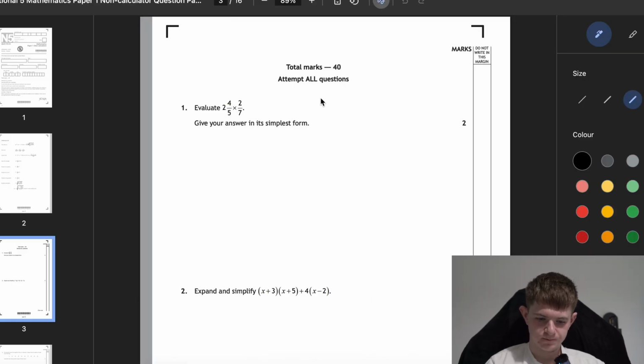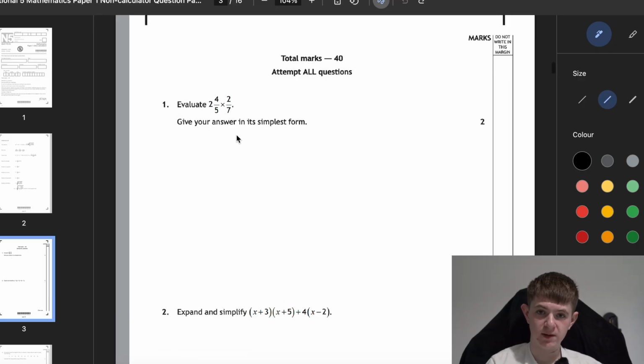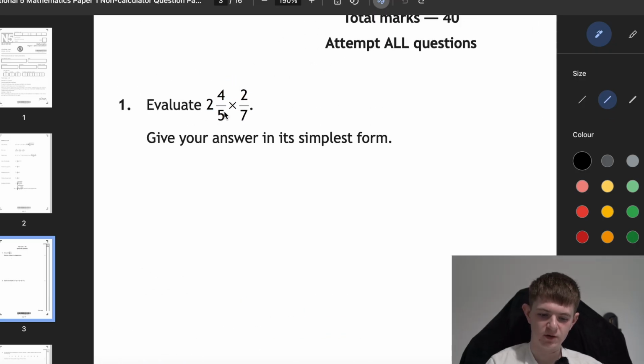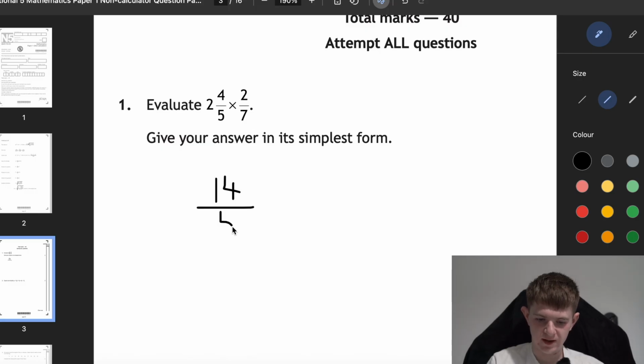Right, so question 1. The fraction question, we'll have a look at this. I'm going to use a pen here. It's a 2 mark question saying answer in its simplest form. So first things first, we need to make our fraction on the left here top heavy. We're going to do that by timesing the 5 and the 2 and adding what's on the top. So 5 times 2 is 10, 10 add 4 is 14. So you get 14 there over 5, and then times by your 2 over 7.